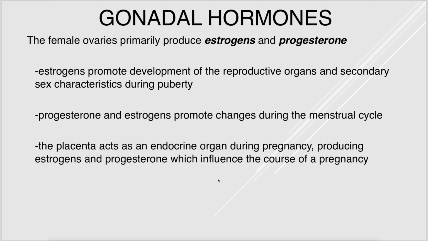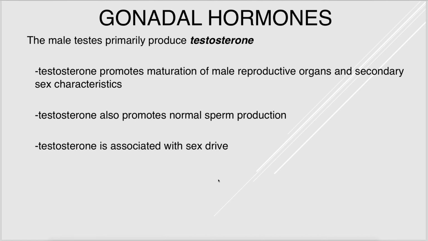Now, the placenta also acts as a temporary endocrine organ during pregnancy, because it also produces things like progesterone and estrogens, and that actually influences the course of the pregnancy. Now, the testes primarily produce testosterone. Testosterone is going to drive the development of secondary sex characteristics and the maturation of the male reproductive organs. It's also important for the production of sperm, and of course it's also associated with sex drive.